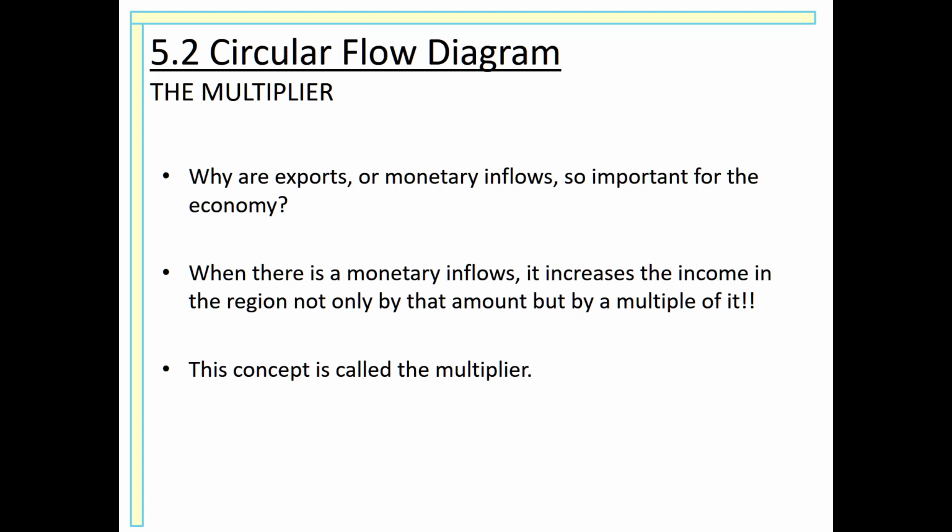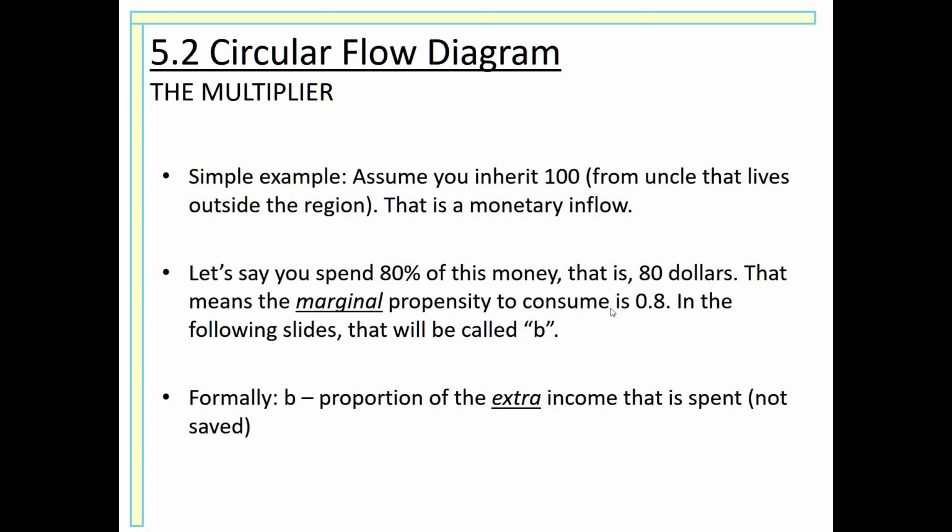Let's take a look at this. Consider a simple example. Assume you inherited $100 from an uncle that lives outside the region. So that's a monetary inflow. It comes from outside the region to the region. Now let's say that you spend 80% of this money, that is $80. What happens to the other 20%? You're not spending it. You're saving to buy a car later.